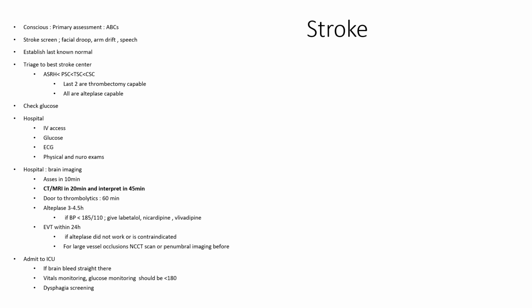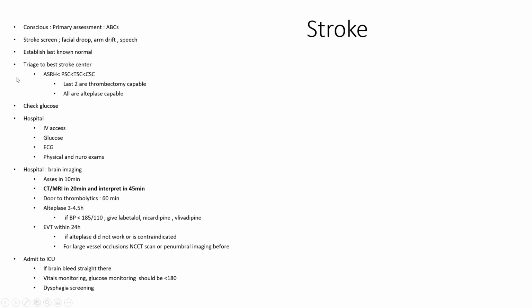So you want to start with primary assessment, ABCs first, then do the stroke screen. You'll look for facial droop, arm drift, and speech deficits. Establish the last known normal, so whenever they were last seen without having stroke-like symptoms. Then you want to triage them to a stroke center.